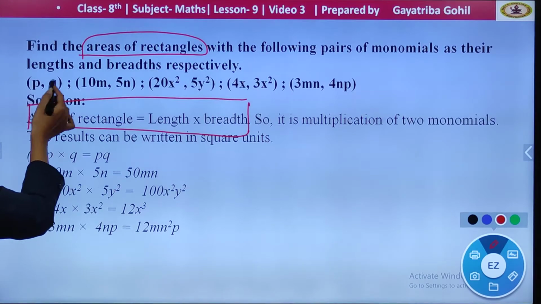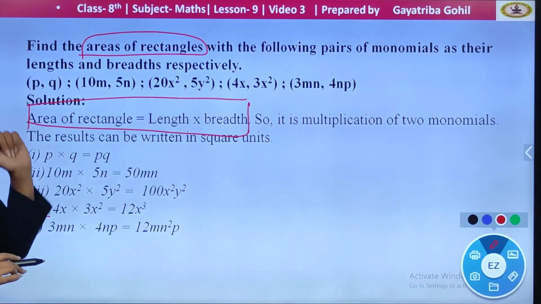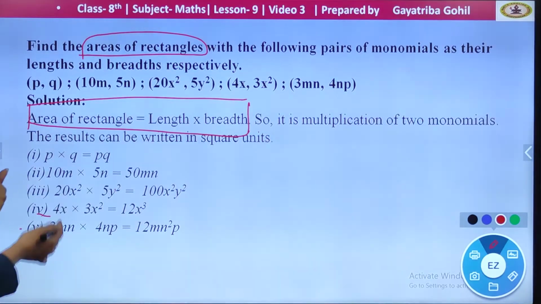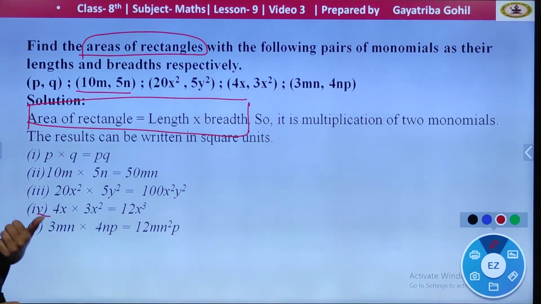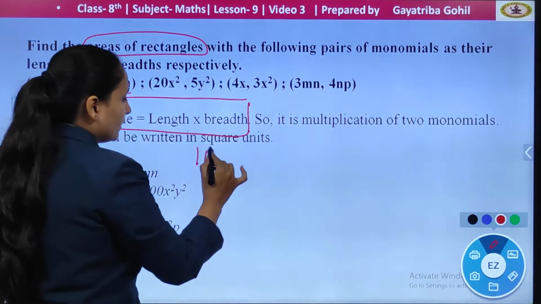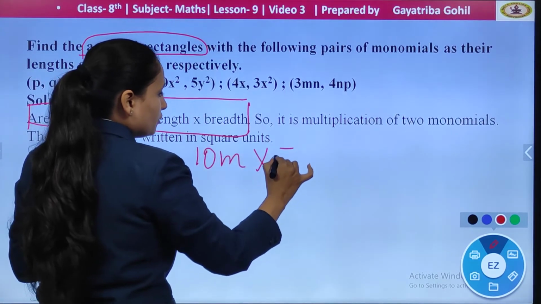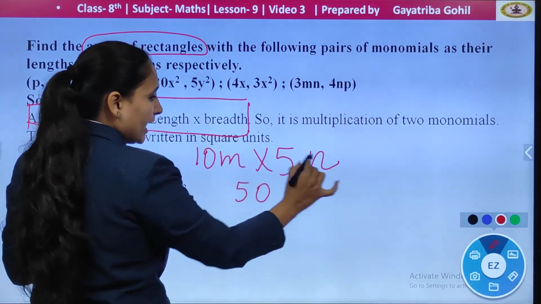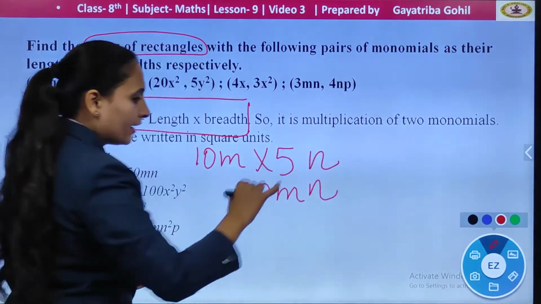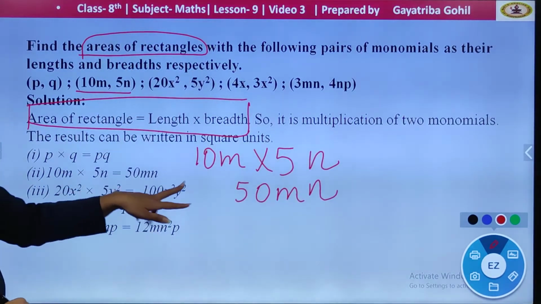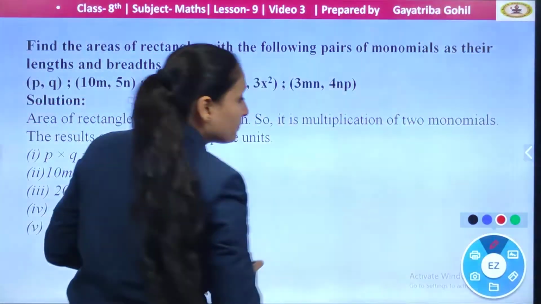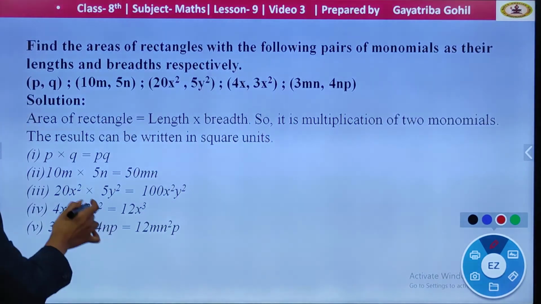So, here first one p and q, this is the length and this is the breadth. So, p into q will become pq. Then 10m into 5n. 10 into 5 is 50, m into n is mn. So, my answer will be 50mn. This is very simple, children, just multiply the coefficients and then the variables.